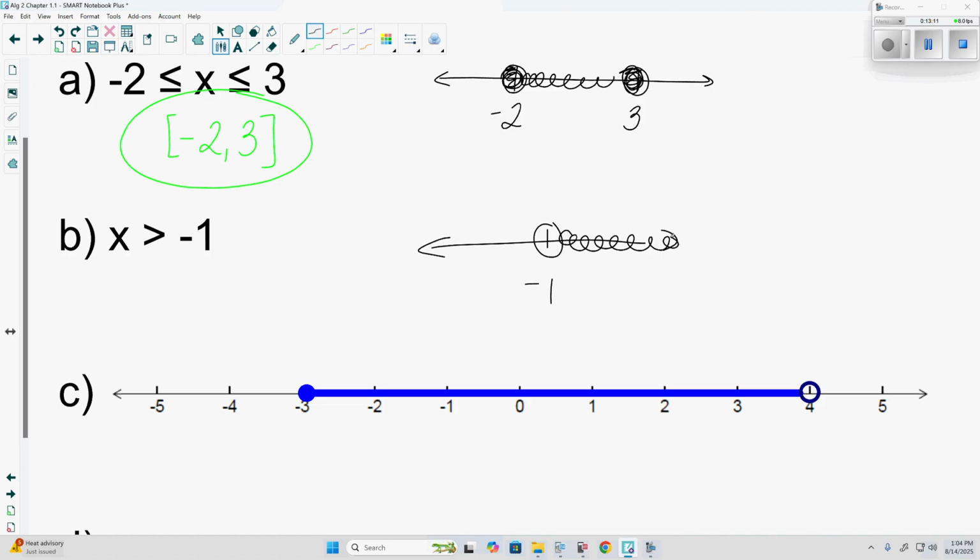So we would shade to the right. Would the -1 circle be filled in or left open? Left open because it's not equal to it. Now let's look at our interval.